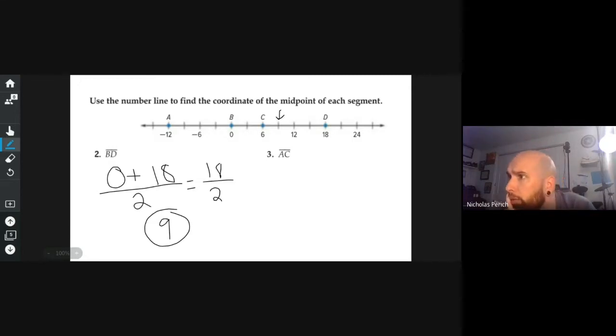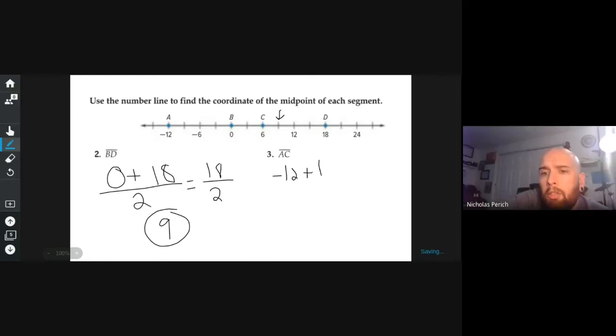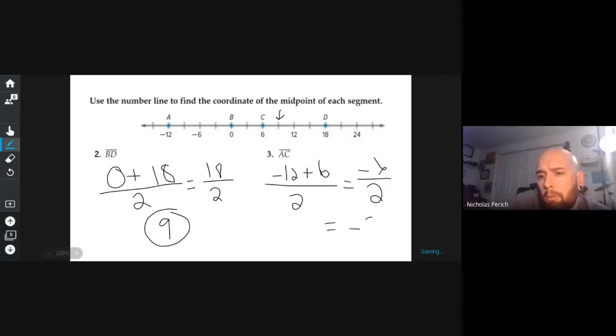Athena, go ahead. So you're going to do negative 12 plus 6, and then divided by 12. Very good. I agree. What is negative 12 plus 6? Negative 6. And what's negative 6 divided by 2? Negative 3. Good. And again, I don't have a letter for negative 3, which lives right there. It's just the coordinate.